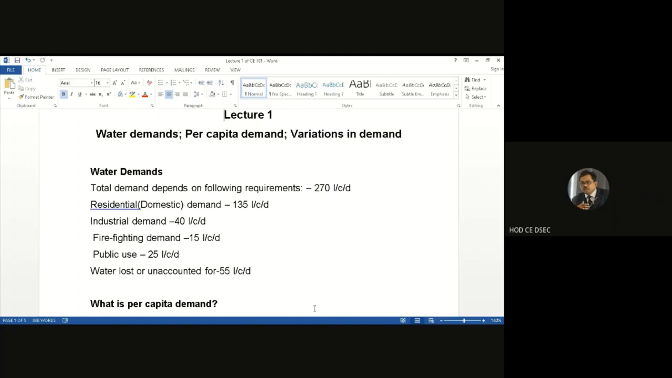Obviously, the population is a factor because water demand depends on the population. The more the population, the more the water demand. Then industrial growth and urbanization. Without water, no industrial development is possible because water is some sort of energy giving to the industry. Climatic change: water demand depends on climatic change. These are the problems and challenges to us. And finally, the water management governance system.